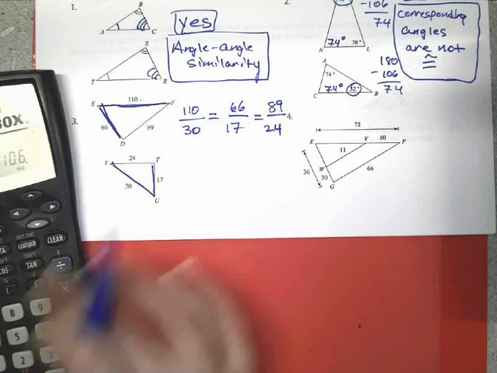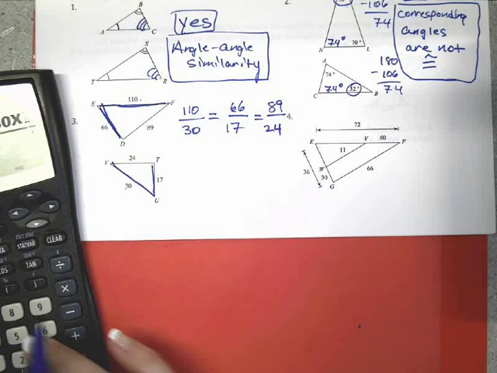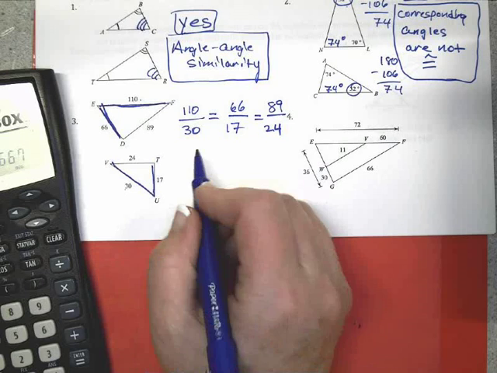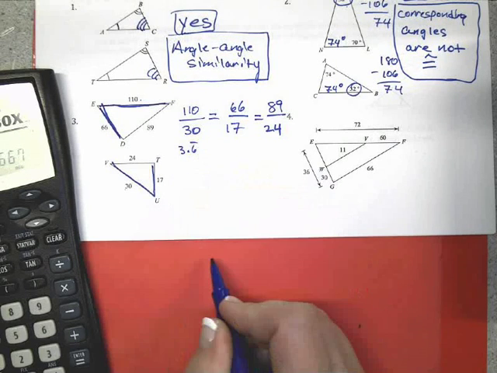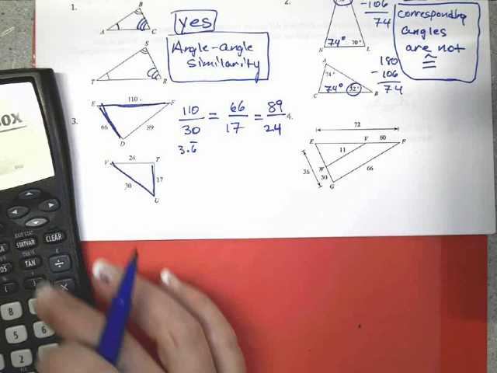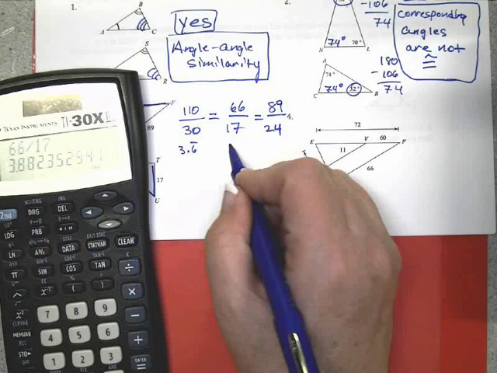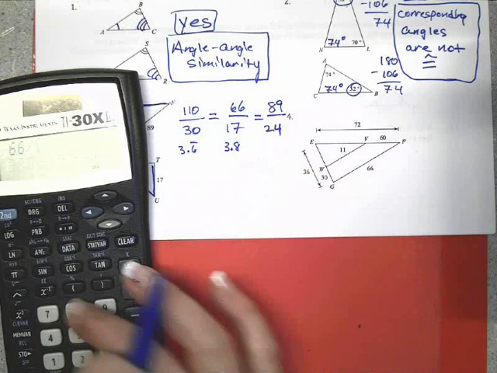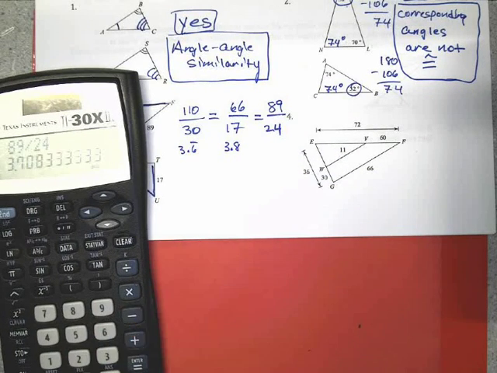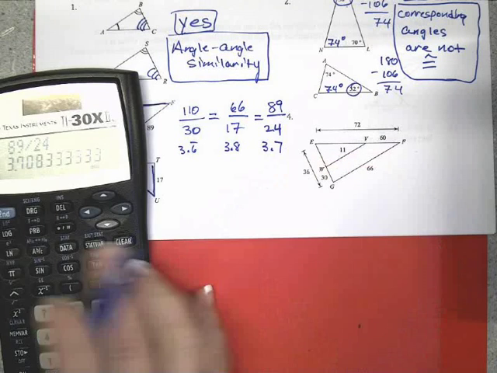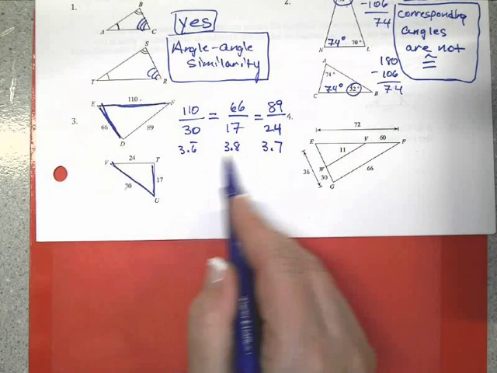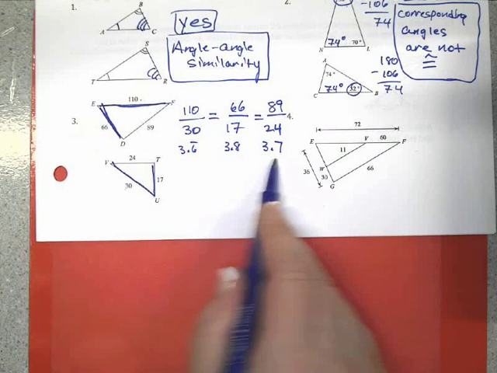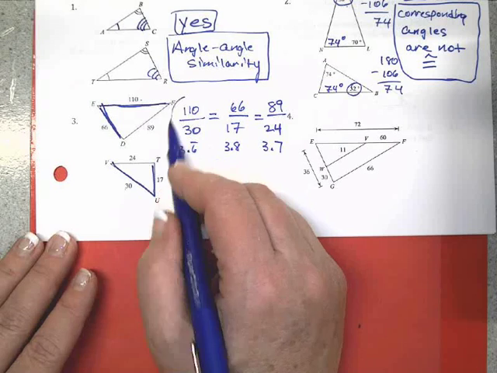I'm just going to type in the calculator 110 divided by 30. Or we could simplify it even. I'm getting 3.6 with an overbar. Type in 66 divided by 17, and I'm getting 3.88 something. Type in 89 divided by 24, and I'm getting 3.7. Now, all three of these would need to be the same or equal in order for these triangles to be similar. None of these are the same. So this is our work showing that.